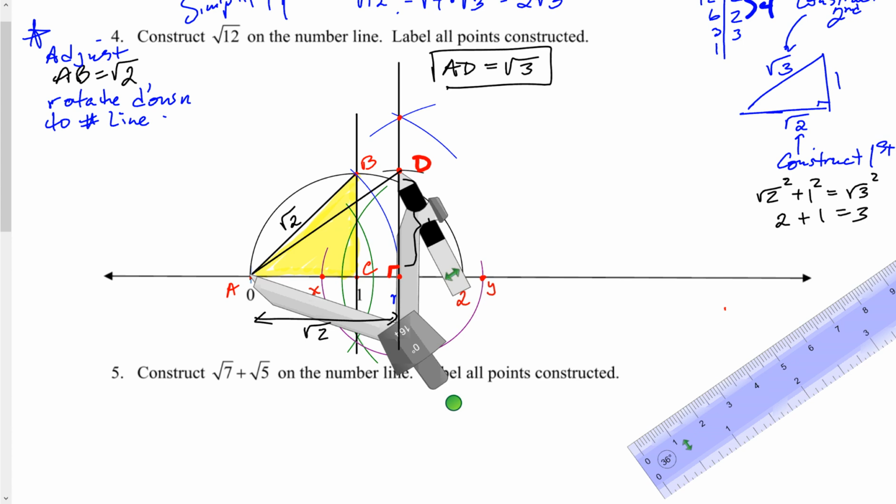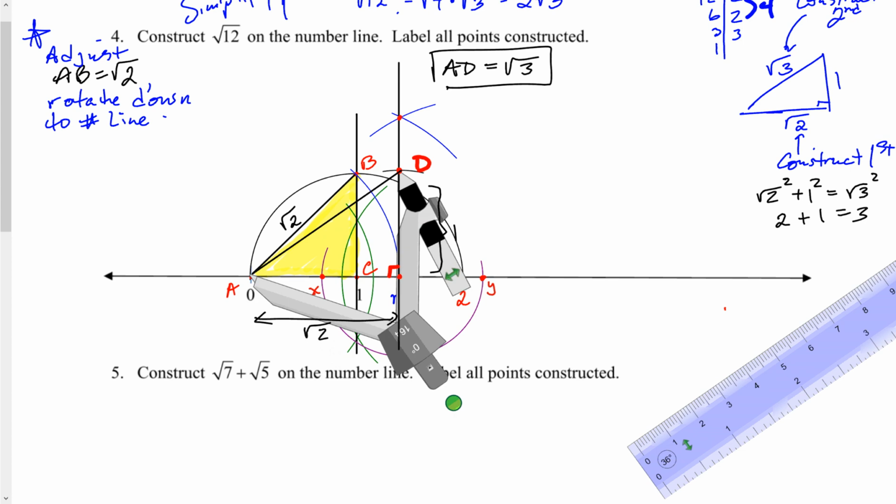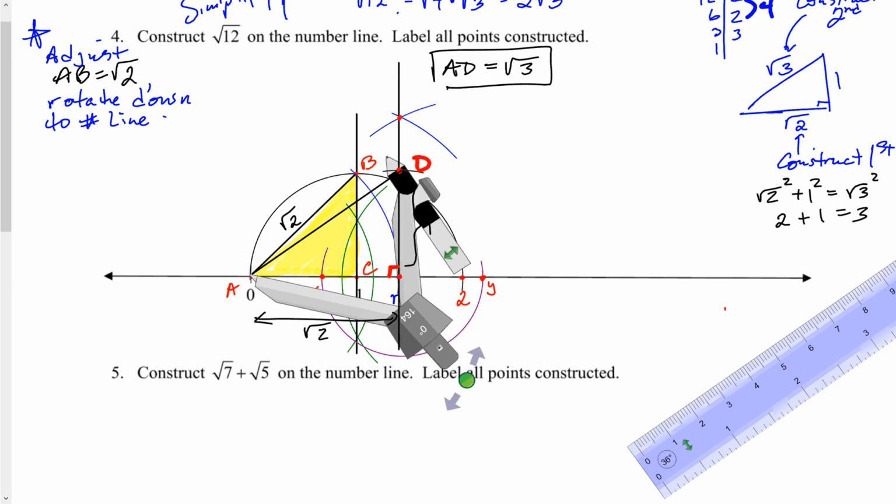What's going on here? Okay. Hang on. Just checking here.